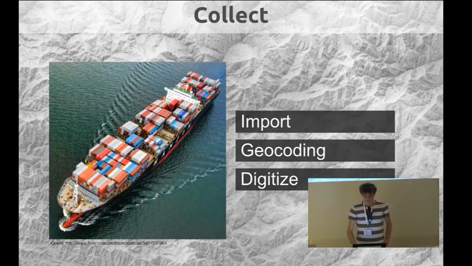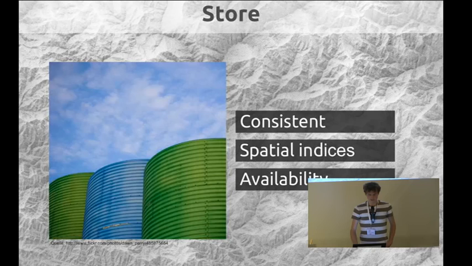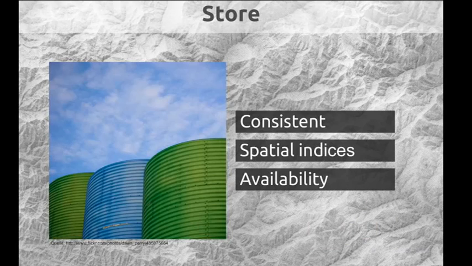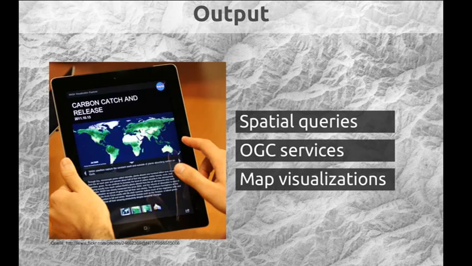About collecting, we can import large amounts of data from, for example, OSM, geocode addresses, and also digitize directly in the browser. We want to store the data in a consistent way, also with spatial indexes to make fast queries, and have a flexible way to make the data available. And finally, we want to output the data, make spatial queries, maybe use OGC services to query the data, and create map visualizations.